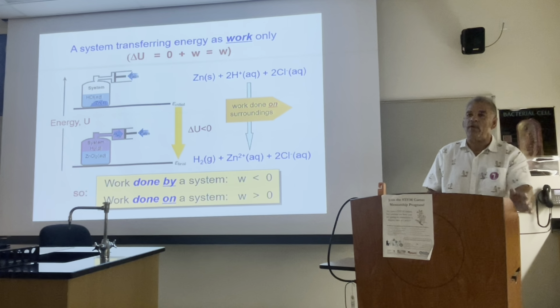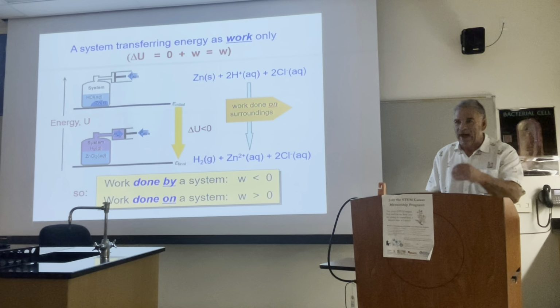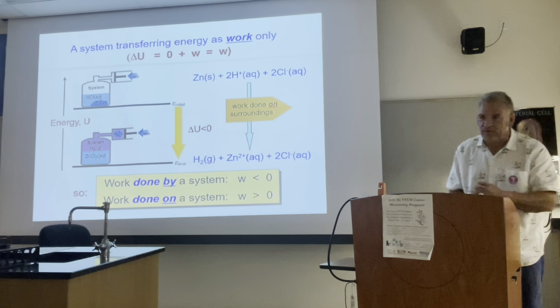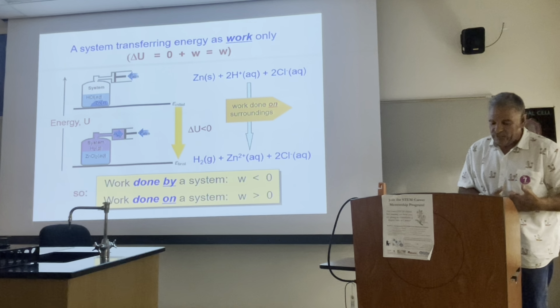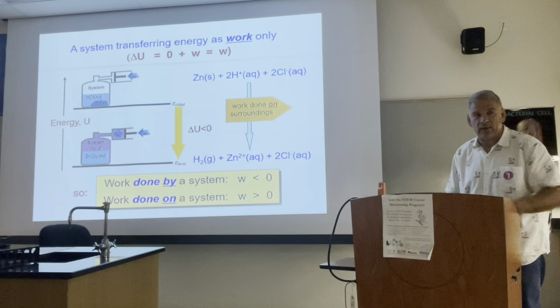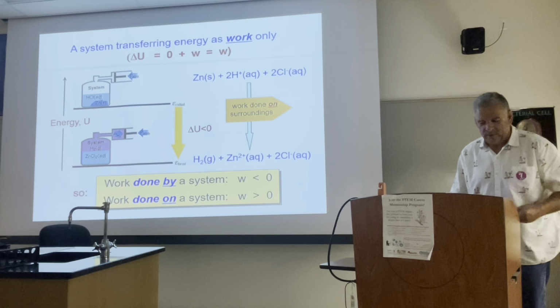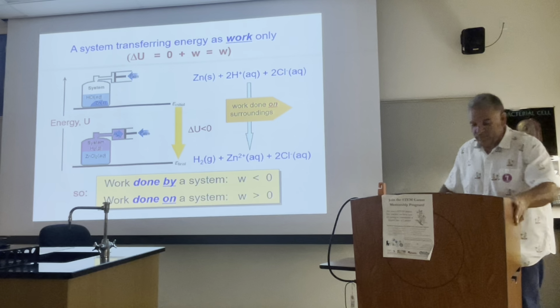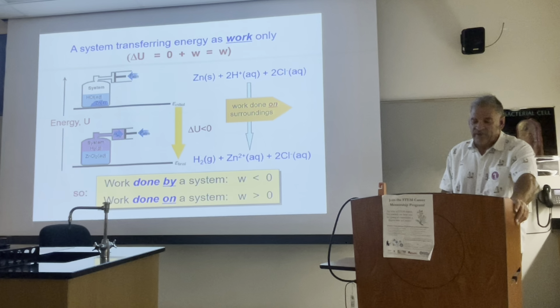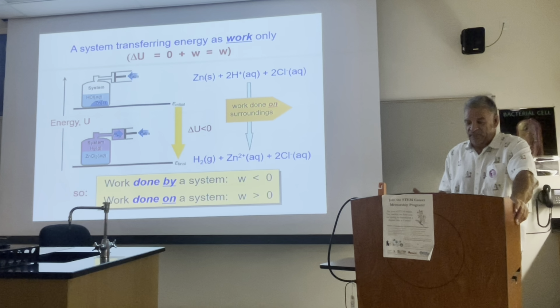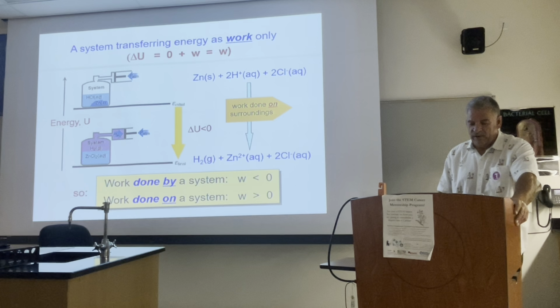So remember, if the work is being done by a system, that means we're doing what to the surroundings? Heating up the surroundings? Well, there's no heat. There's only work. So the work is going to be negative. If the work is done on a system, it's greater than 0. So positive means work was done on the system. So if you just see a number like 55, you know it's work done on a system, and it'll have joules.